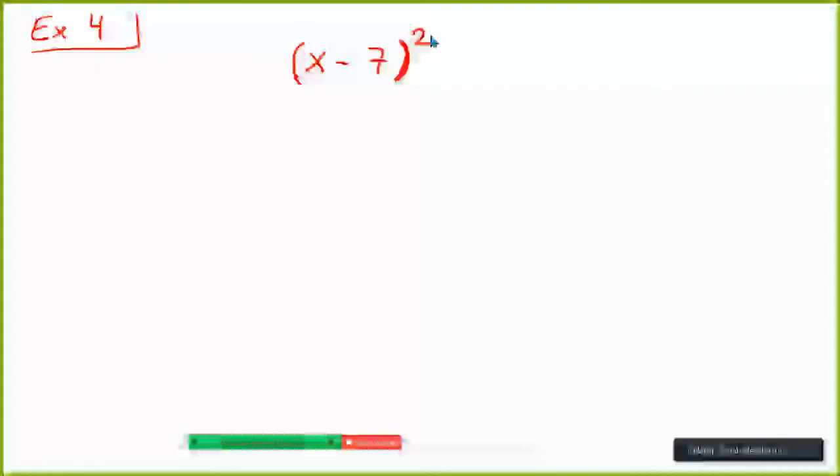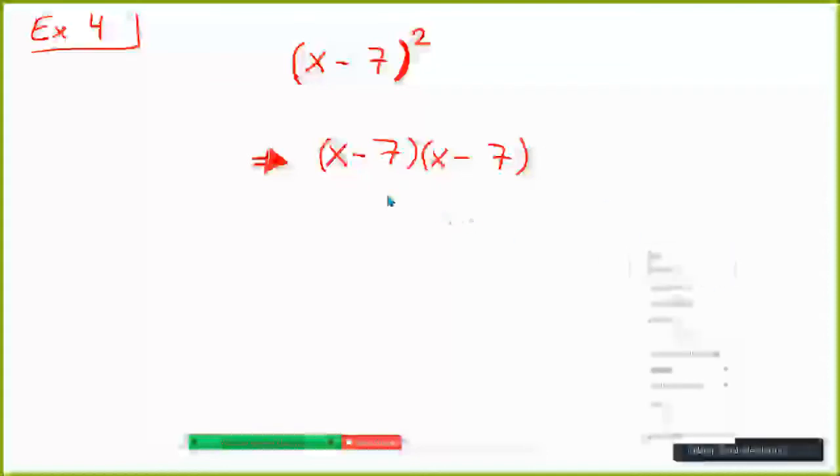So this doesn't look like a multiplication problem right now. But remember, what does the second power mean? It means the entire base multiplied by itself. So this example is really x minus 7 times x minus 7. And now it looks kind of like example 3: two binomials multiplied together. So now we need to multiply the first x by everything in the second parentheses, and then that minus 7 by everything in the second parentheses.